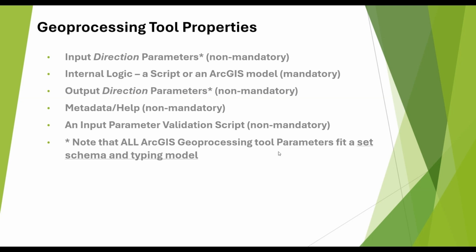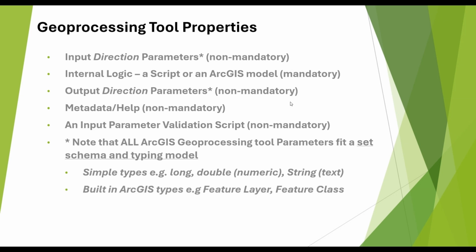Key thing, looking at the basics and the concepts, is that all ArcGIS geoprocessing tool parameters fit a set schema and typing model, okay? You can give the parameters you pass into tools and then take out again specific ArcGIS types. And there are simple types such as numeric types and strings. And then there are built-in types you can pass in, your Arc object, your feature layer, okay? Arcpy.mp.feature layer, the layer object. You can pass those in.